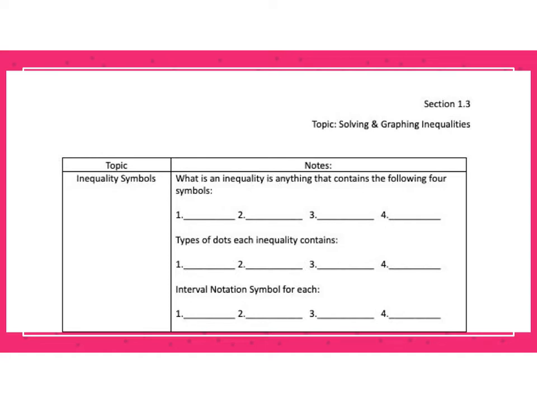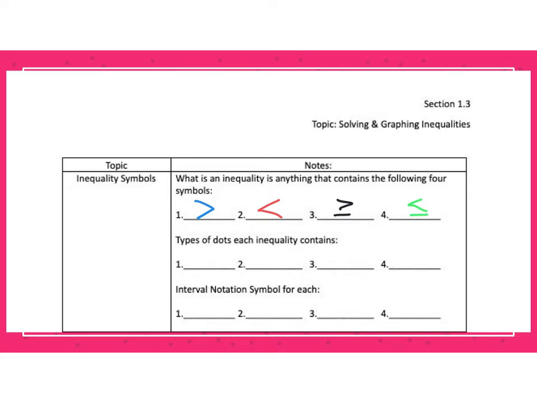So they contain the following four symbols. Greater than is the first, less than the second, greater than or equal to, and then we've got less than or equal to. Feel free to write the titles out too if you want to.